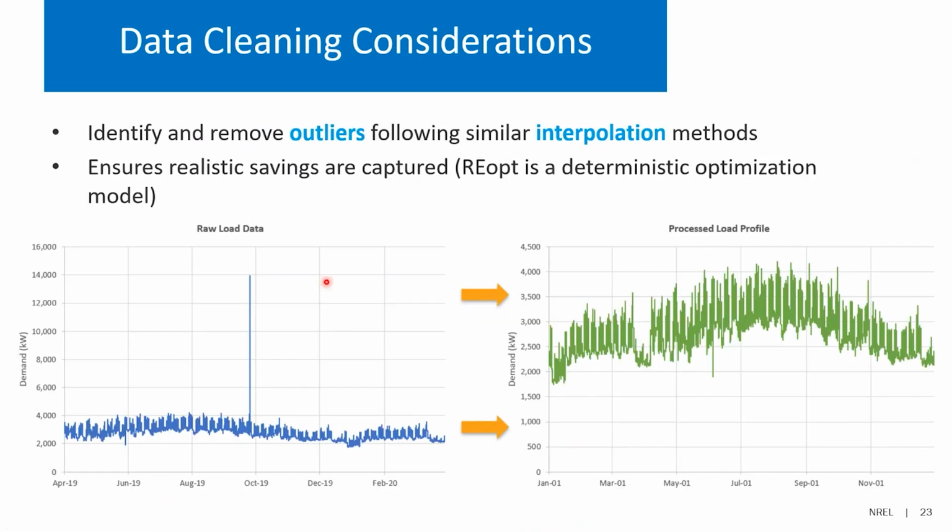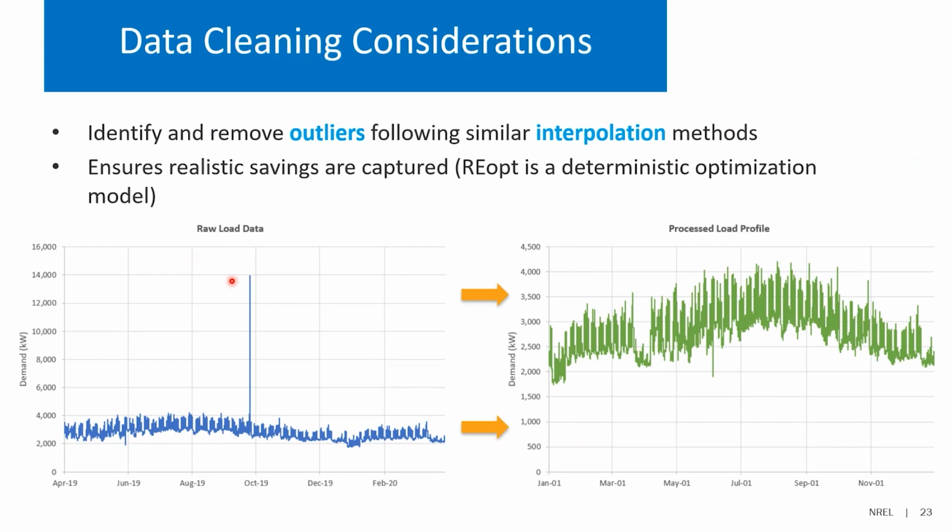And similarly, sometimes there's unrealistic spikes or outliers in the data, and we would use a similar interpolation method for that. So here, the original raw data was given from February of 2019 to April of 2019 and February of 2020, and it had a few points up here of an unrealistic data spike. So we would remove this spike and then reconcatenate it so that it's from January to December. And this just helps to ensure that realistic savings are captured.